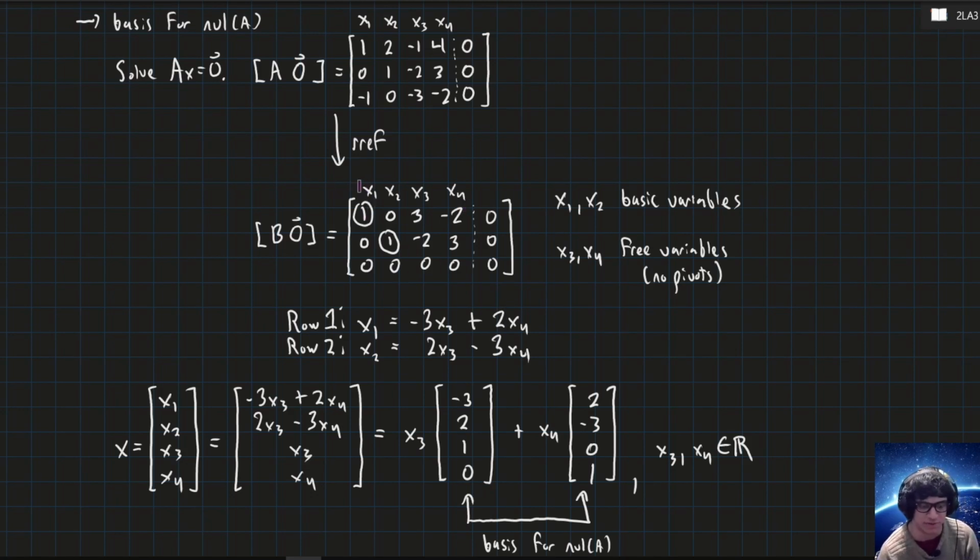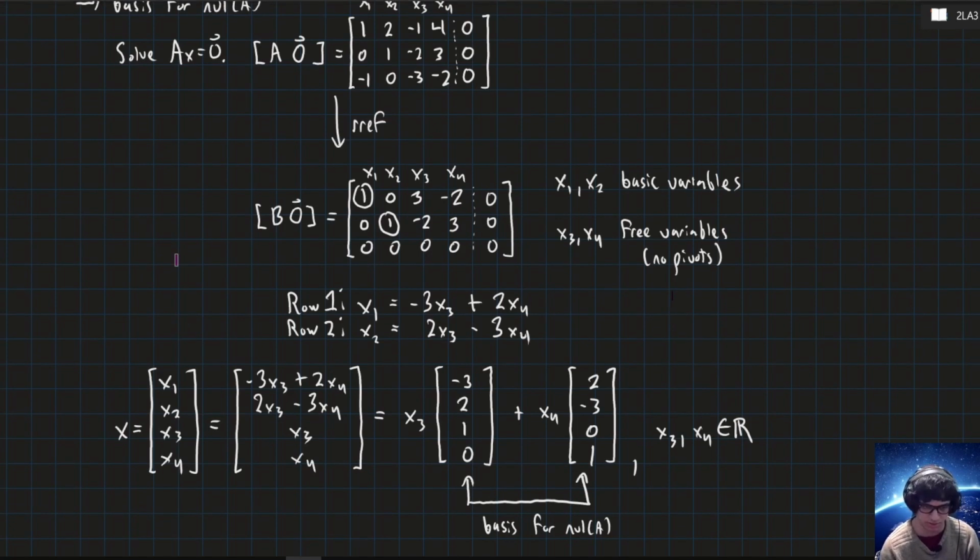Now I want to identify which of the 4 variables are basic variables and which are free variables. Column 1 and column 2 have pivots in them, so they're basic variables. Column 3 and column 4 don't have any pivots, so they're going to be free variables. Now let's write out the general solution.